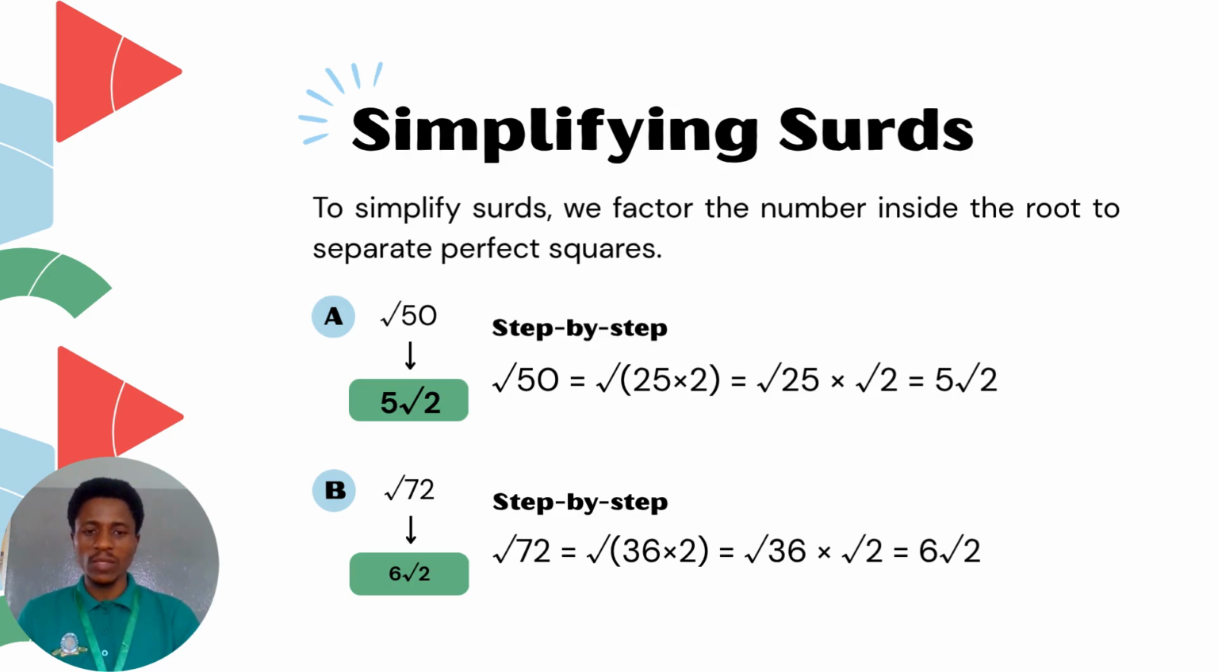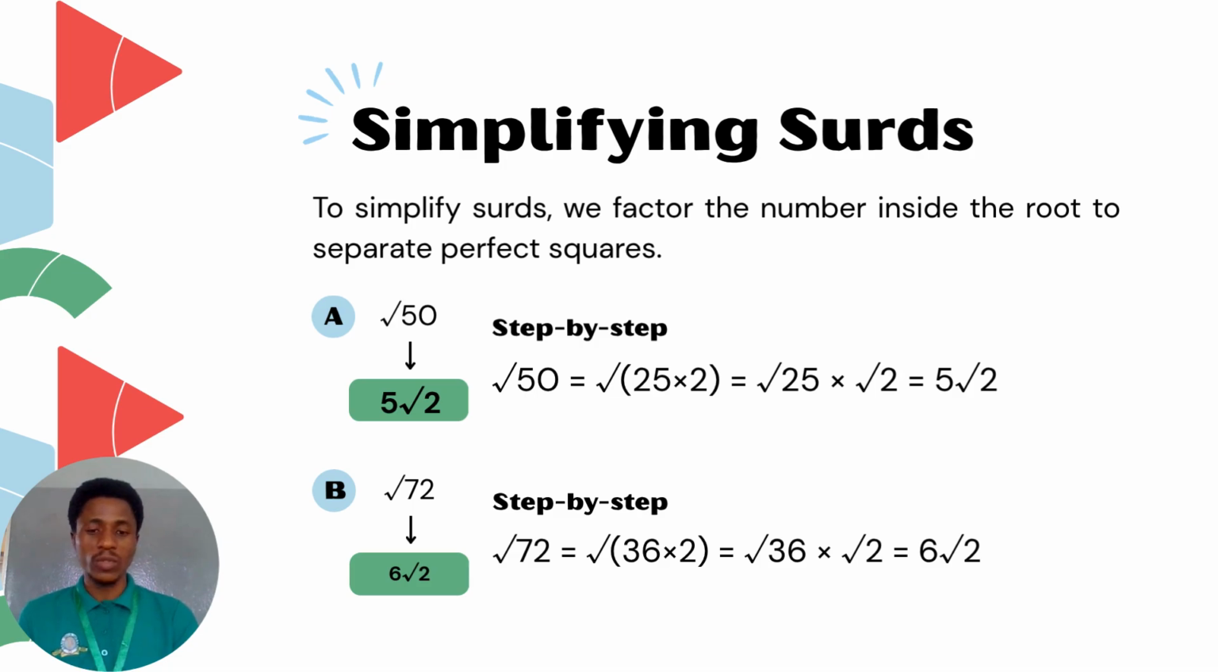When you are asked to simplify surds, it means you are to reduce them to the simplest form. Now take a look at the first example, root 50. Let me give you a hint. You look for two numbers that when you multiply them will give you 50. One of those numbers must have a perfect square root. So the two numbers here are 25 and 2. So the square root of 25 is 5. Therefore, our answer gives us 5 root 2.